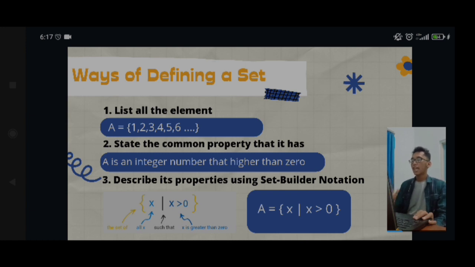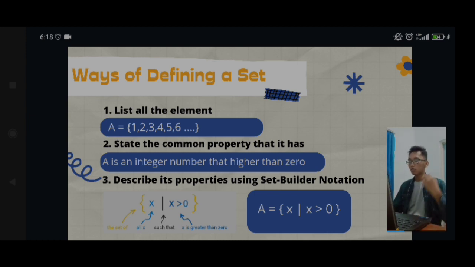For example, A is an integer number higher than 0. All of the numbers that have that property, which is being an integer number higher than 0, are elements of that set. That's why we can define that set by just stating the common property that it has. Like for example 1, 2, 3, 4, 5, 6 and so on, all of them are integer numbers and all of them are higher than 0. That's why we can define the set in the first example by just stating the property.